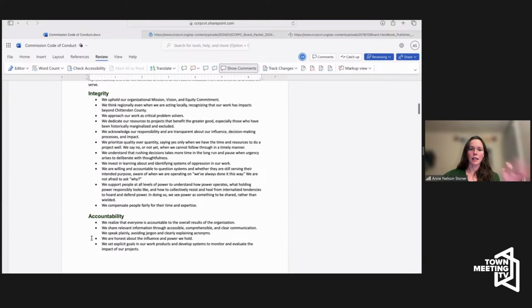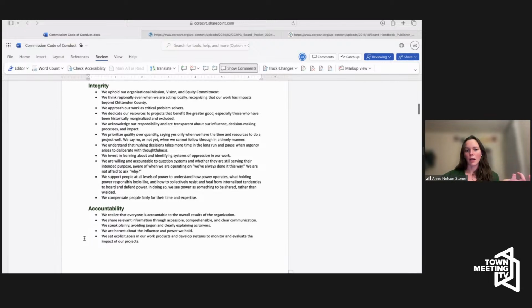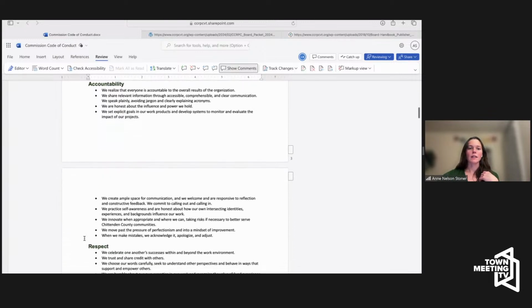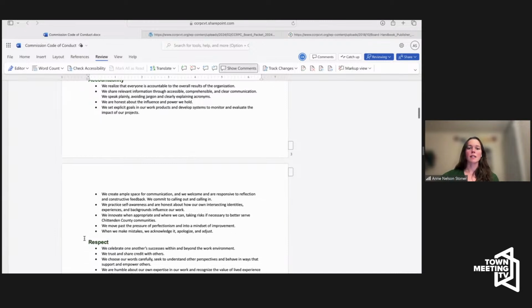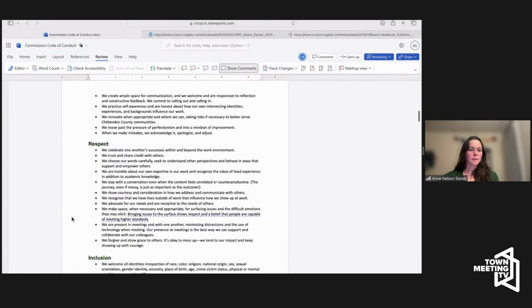So under integrity, it's anything from thinking regionally while acting locally, keeping larger systems in mind. We approach our work as critical problem solvers. We prioritize quality over quantity, saying yes when we have time and resources. Down in accountability, we share relevant information through accessible and comprehensible, clear communication. We're honest. We set explicit goals so that we can monitor and evaluate the impact of our projects. We innovate when appropriate and where we can. We take risks if necessary to better serve Chittenden County communities.